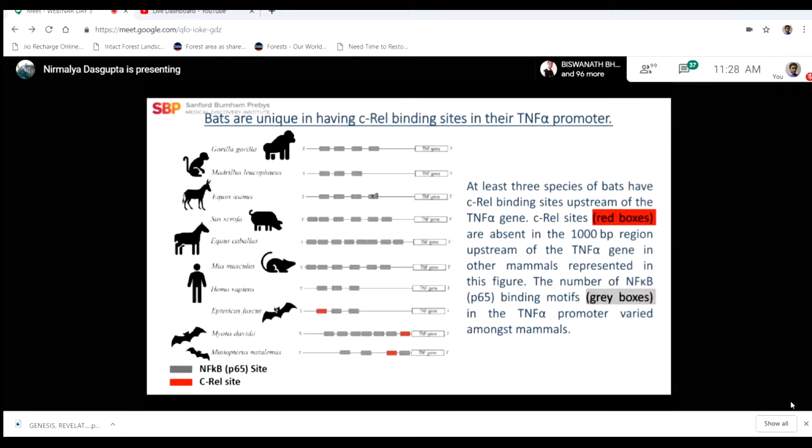But look at the 3 species of bat. They have those red boxes, and that means they have the repressor element in their TNF-alpha gene, which can control NF-kappa-B, and it can't produce the cytokine storm. And not only TNF-alpha, I think for other cytokines they also have this c-Rel repressor element. So, 3 things. Bats continuously secrete interferon alpha. Bats have a smaller number of interferon genes. And bats have a c-Rel repressor in the promoter of TNF-alpha and other cytokines.